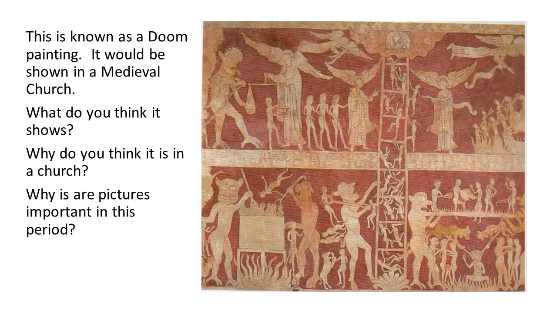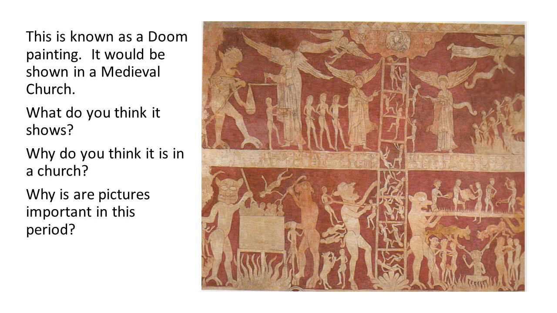So that leads us on to this second question: why do you think it's in a church? Well, what it's doing is showing what happens to people when they die. If you're good, you go to heaven. If you're bad, you'll go to hell. Now, the final question, why are pictures important in this period? It's to start thinking about whether people in medieval times could read and write. And the answer to that is no, a lot of them couldn't. And so pictures were often a way that they would learn what would happen to them, or they'd learn about things in general. So pictures were really important in this period. This one is called a doom painting.